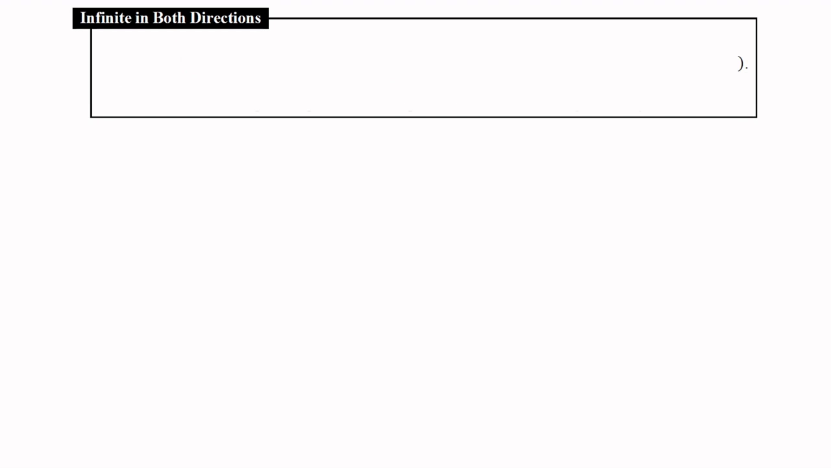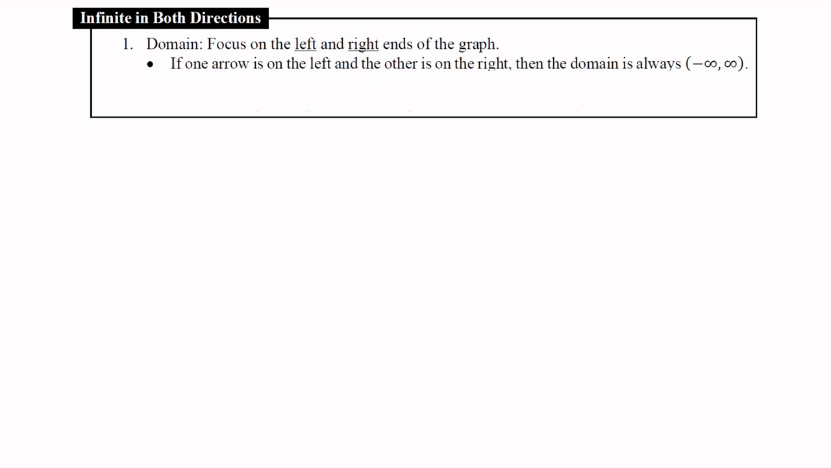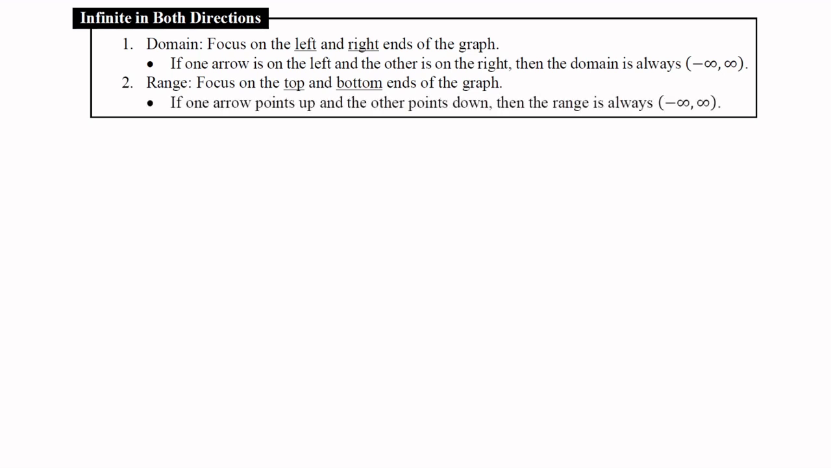Finally, when we talk about a graph that goes infinitely in both directions, for the domain, you're going to focus on the left and right ends of the graph. If one arrow is on the left and the arrow on the other side on the right, then the domain is always going to be negative infinity to positive infinity. For the range, focus on the top and the bottom ends of the graph. If one arrow points up and the other points down, then the range is going to be negative infinity to positive infinity.